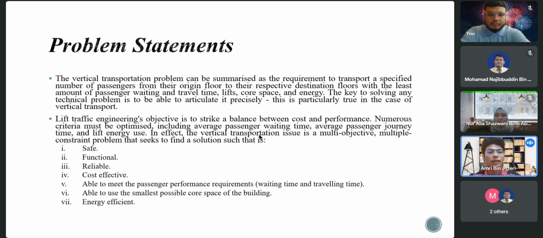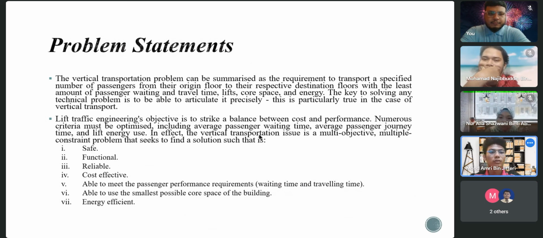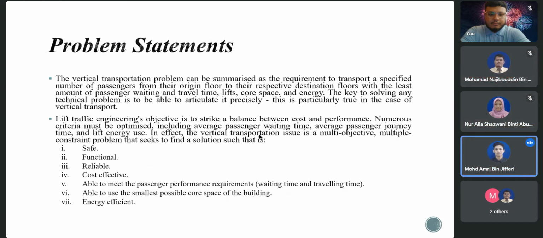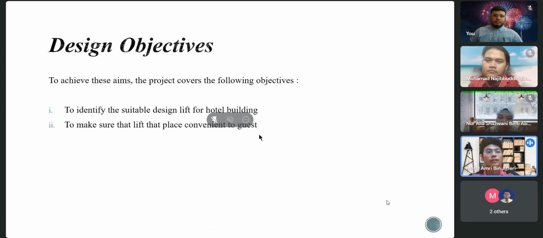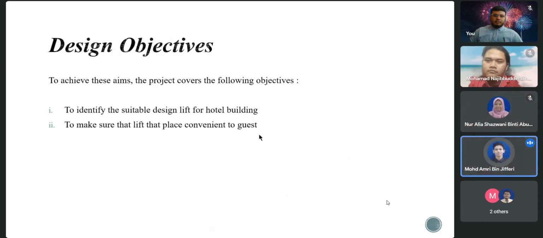Numerous criteria must be optimized, including average passenger waiting time, passenger journey time, and lift energy use. In effect, the vertical transportation issue is a multi-objective, multiple constraint problem that seeks to find a solution that is firstly safe, then functional, reliable and cost-effective, able to meet the passenger performance requirement, which is waiting time and travelling time, able to use the smallest possible core space of the building, and energy efficient. For the design objective, to achieve these aims, the project covers the following objectives.